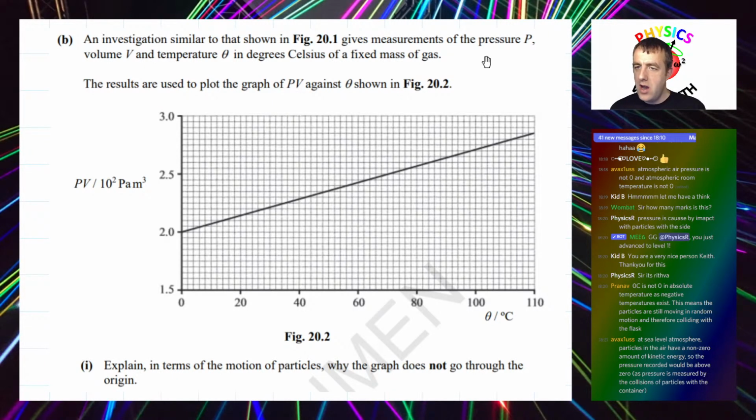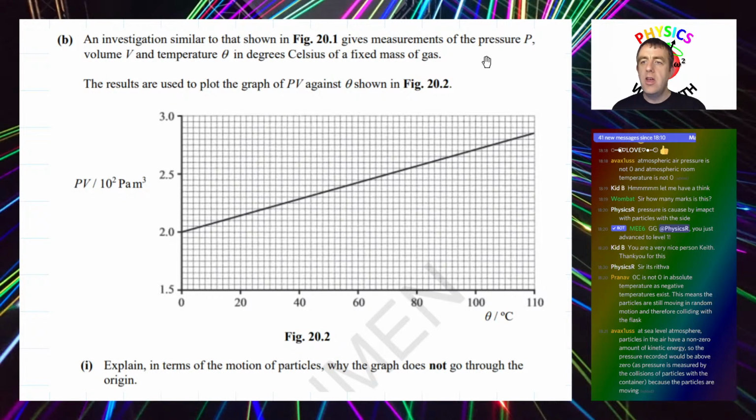So, Pranav, I like your answer there. You've identified that at 0 degrees Celsius, the particles are still moving. That's very important, which means they are still colliding with the walls of the container. You said with the flask, so that's okay. Colliding with the flask, and therefore there is still a pressure.